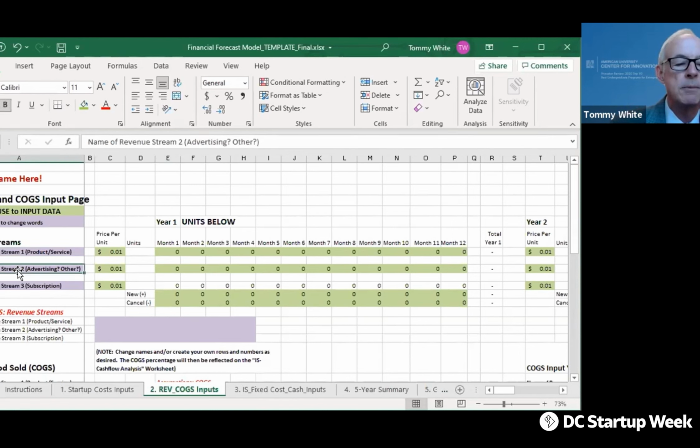So I've got 2 revenue streams. They could be anything, sort of a straightforward price per unit, and then the number of units sold going out for 3 years, 36 months.